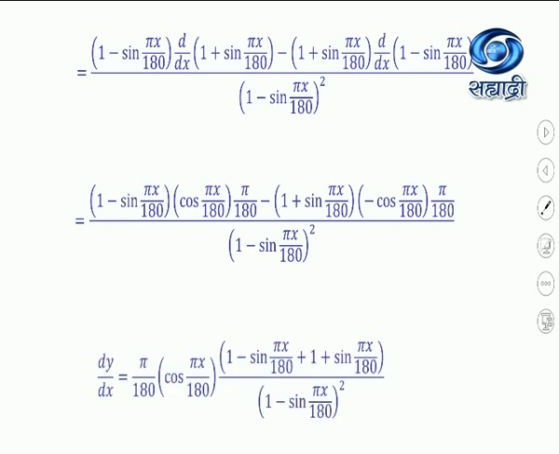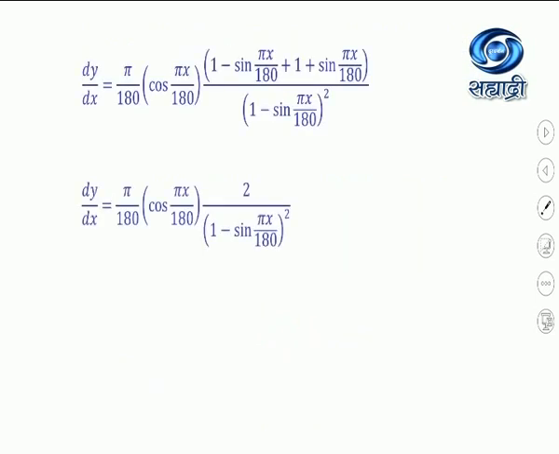Now the next step is dy by dx equal to pi upon 180, from both the terms is common. Cos of pi x upon 180 is common. In bracket we write 1 minus sin pi x upon 180 plus 1 plus sin pi x upon 180. Sin pi x upon 180 gets cancelled. Here we write 1 plus 1, that is 2. So our next step is this. Here we write this gets cancelled. So 1 plus 1, that is 2.